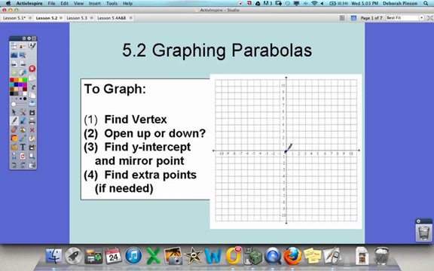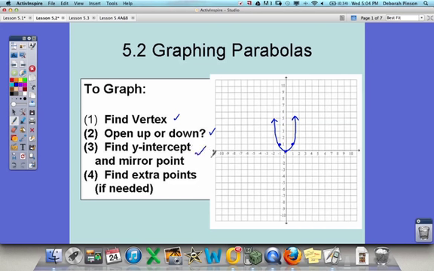First of all, your parabolas are U's. Remember, we had the ones in the last section where I just kind of gave you a general one. Your parabolas are U's, so expect them to look like that. Here are the things that you need to do. You need to find your vertex. Decide whether your parabola opens up or down. Obviously, the one I drew here opened up.